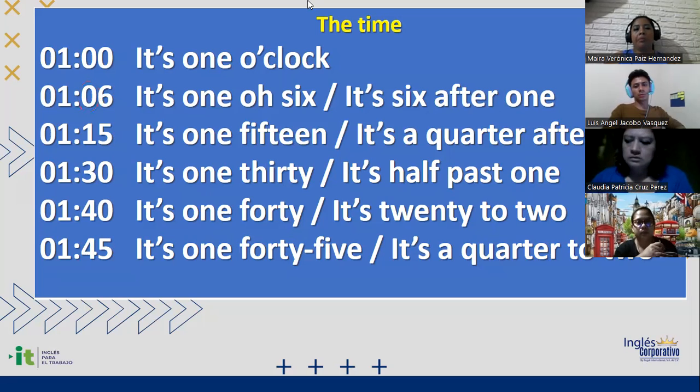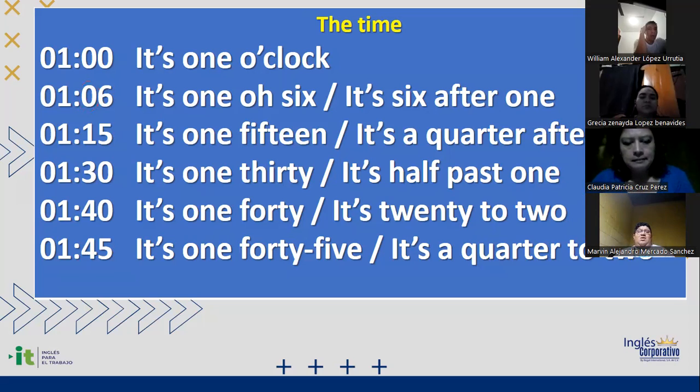Okay, now it's 1:15. It's a quarter after 1. It's 1:30. Or it's half past one, right? 1:30 is la una y treinta. And is half, la mitad, half past one. Ha pasado la mitad de la una, ¿no? Half, son 30 minutos, half past one, right?